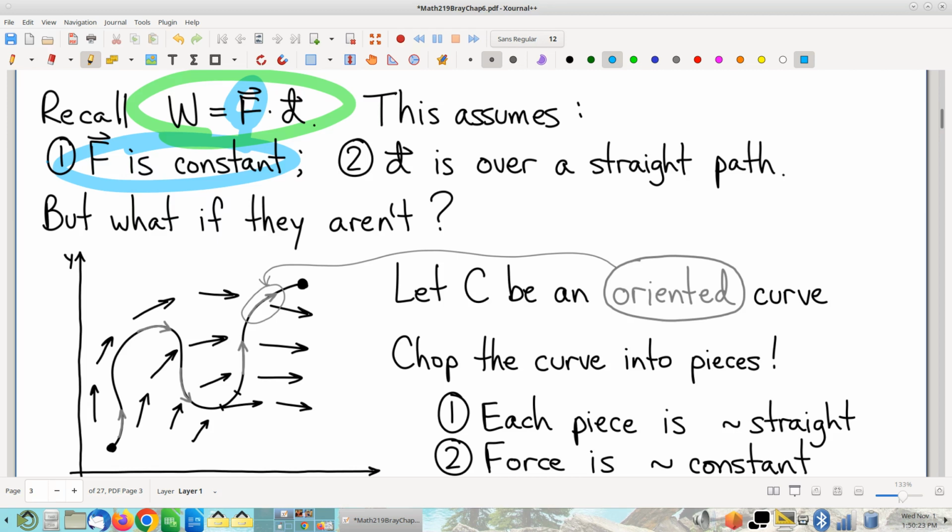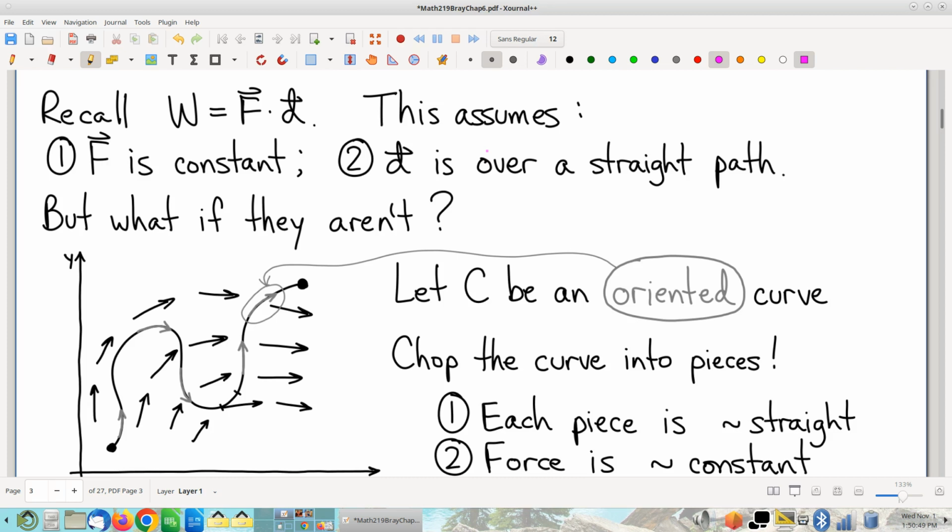It also assumes that I'm moving along a straight line path. Again, in the real world, not necessarily, right? Very possibly could not be that. So we're going to figure out how to take this formula and adapt it to our curvy path with a non-constant force and improve this formula yet again.